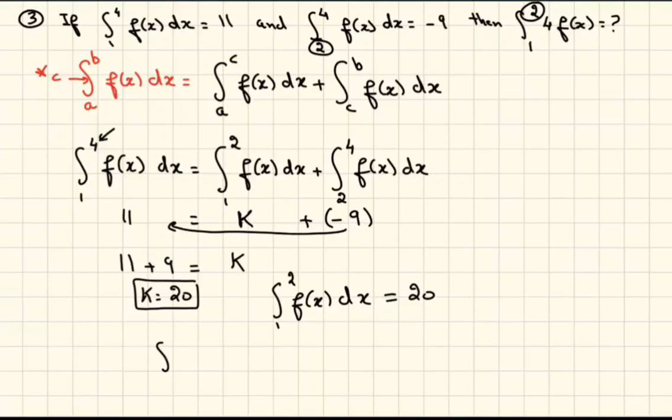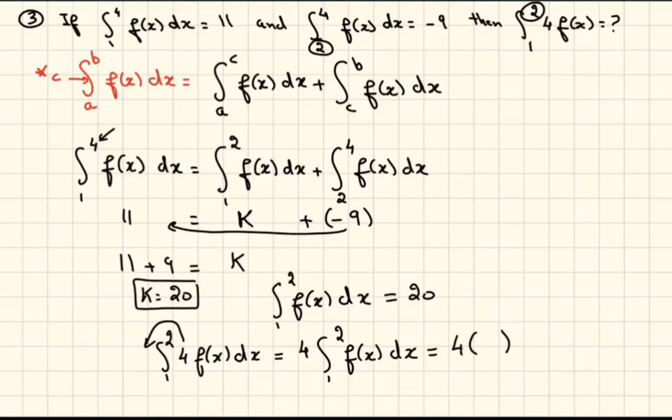They're asking integral from 1 to 2 of 4 f of x dx. It means you should multiply your integral by 4. Why is that? Because we are allowed to take the 4 out and write it in this way. So basically 4 multiplied the integral from 1 to 2 of f of x dx is 20. And our answer here will be 80.